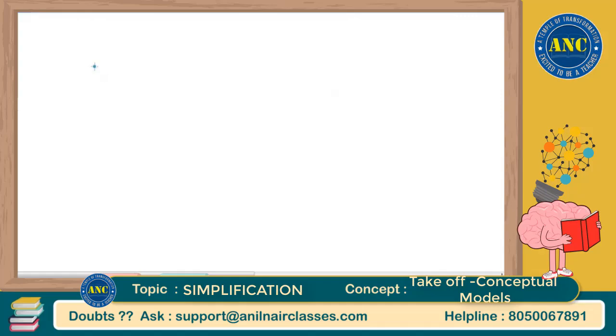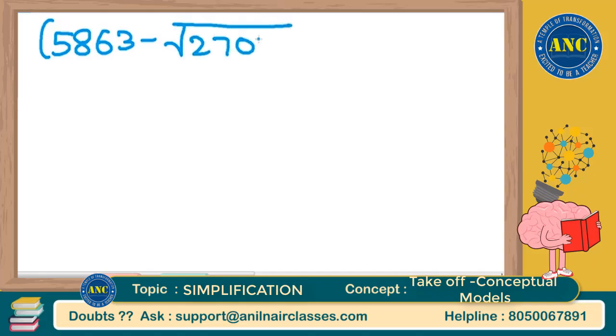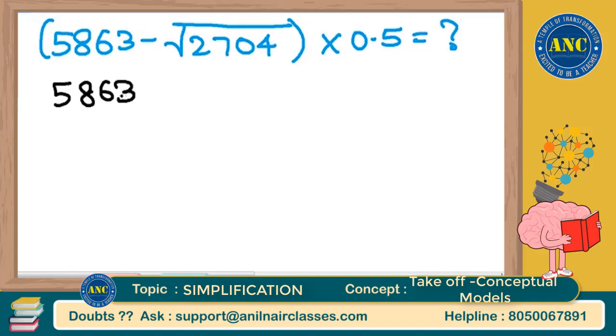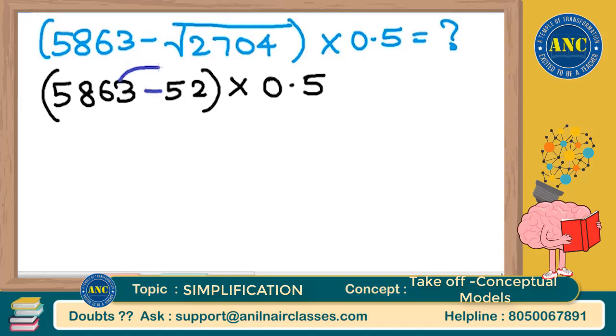Idea clear, sir? Suppose for example 5863 minus square root of 2704 into 0.5 is equal to question mark. Same logic I will implement. The square root of 2704 I already taught you, which I will not teach again, into 0.5. Now same logic again. Anyway, this is not that difficult because 63 minus 52 is 11. It is 5811 into 0.5.